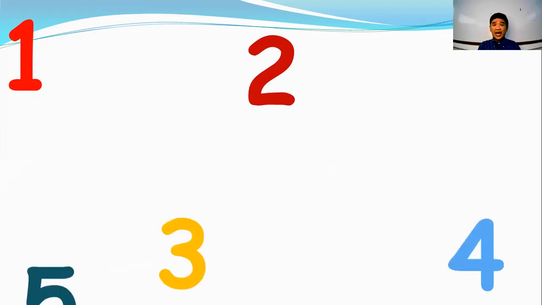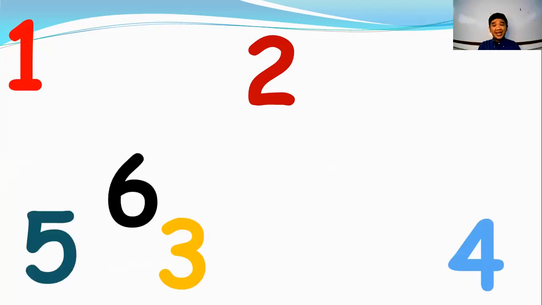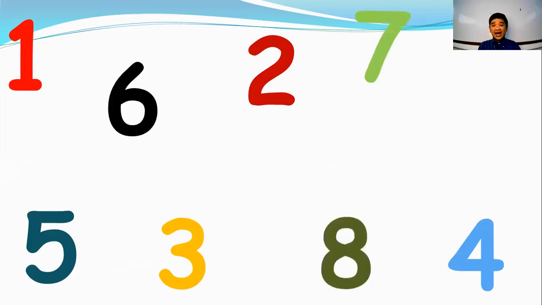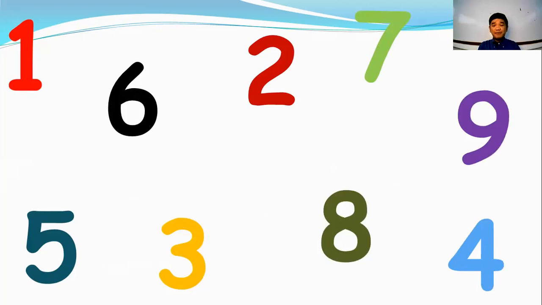Okay, let's begin with our lesson. So, we have many numbers, but let us focus only on the numbers 1, 2, 3, 4, 5, and of course, 6, 7, 8, 9, and 10. So these are the numbers that we are going to learn today, how to read and write these numbers from cardinal into ordinal numbers.